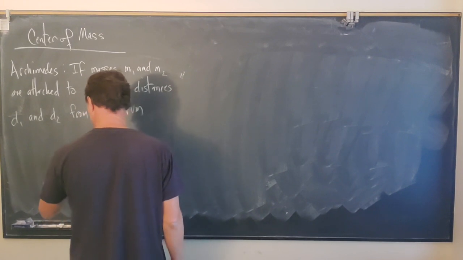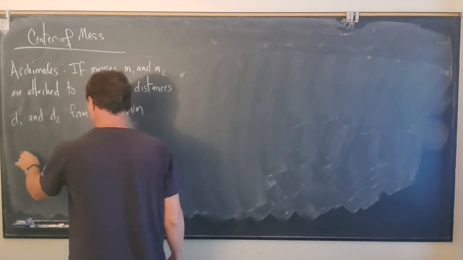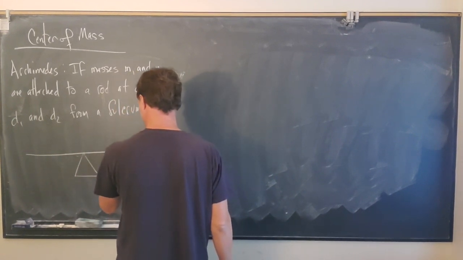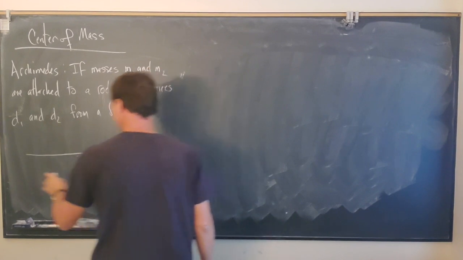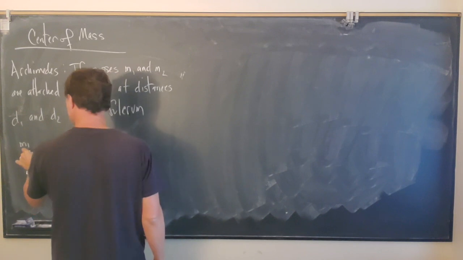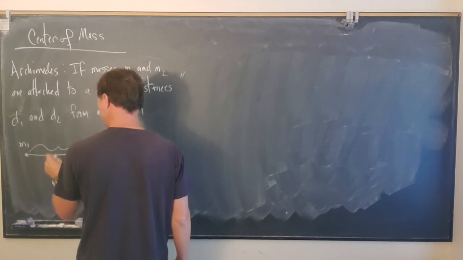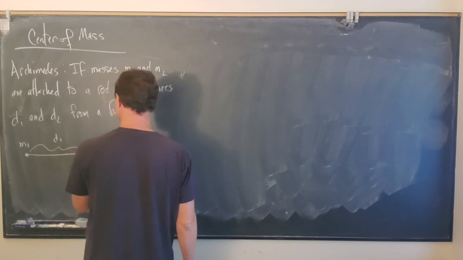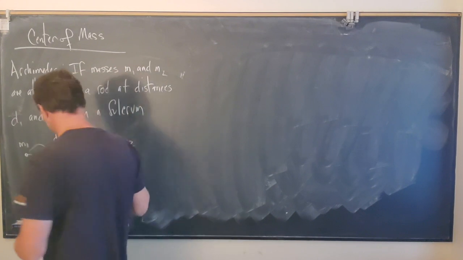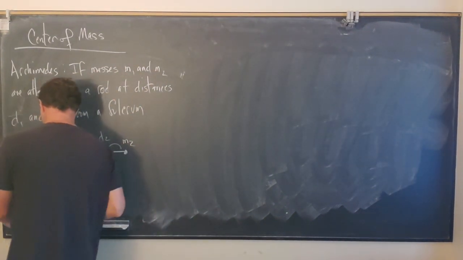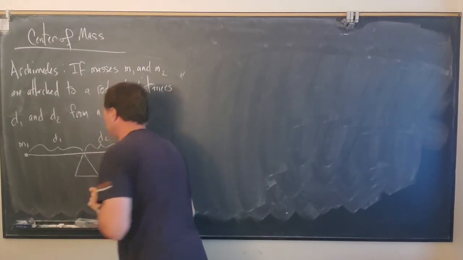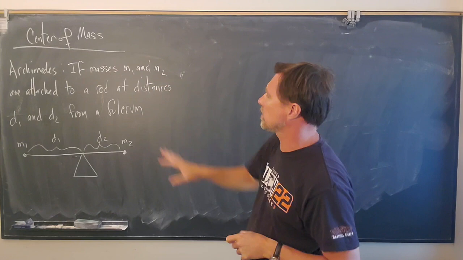So we've got a couple of masses. Let's say M1 and M2. M1's here, M2 is here, at distances from a fulcrum. So that's this point right here. So there's D1 and there's D2. All right, so let's say that we have this setup, and notice that I've drawn the picture as if our seesaw here is horizontal. Well, Archimedes' principle actually tells us when this will be horizontal.